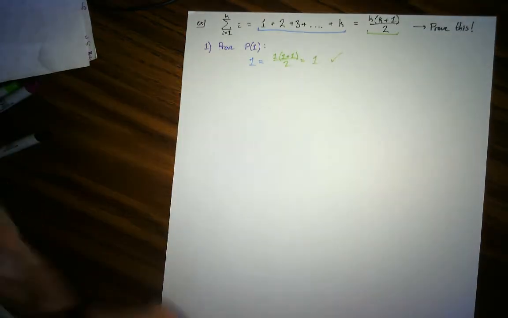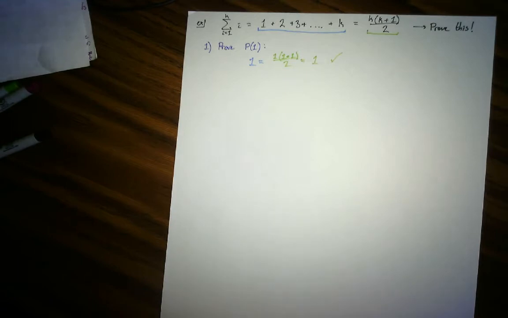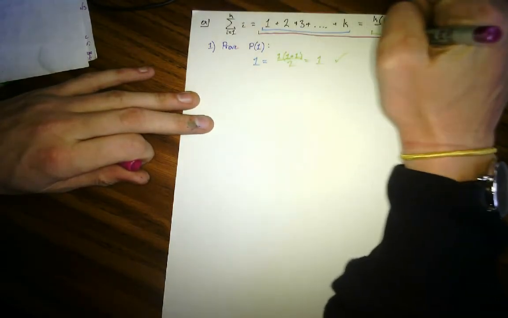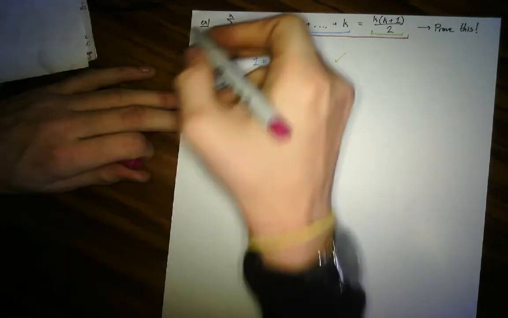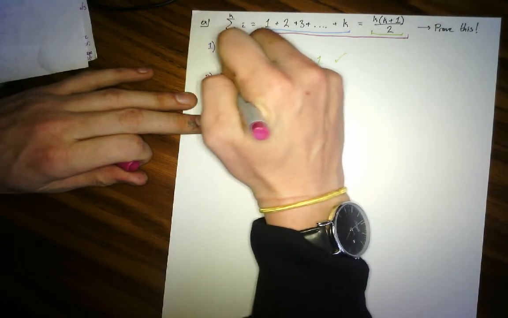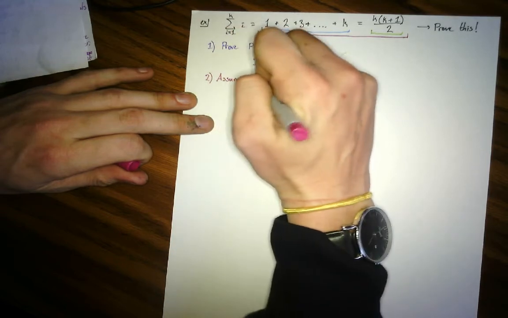Easy stuff done. Now we need to start thinking about, okay, what is our assumption? How can we use that assumption to actually show the k plus 1th term? So our assumption in this case is actually this whole entire statement right here. So step 2, assume p of k is true.